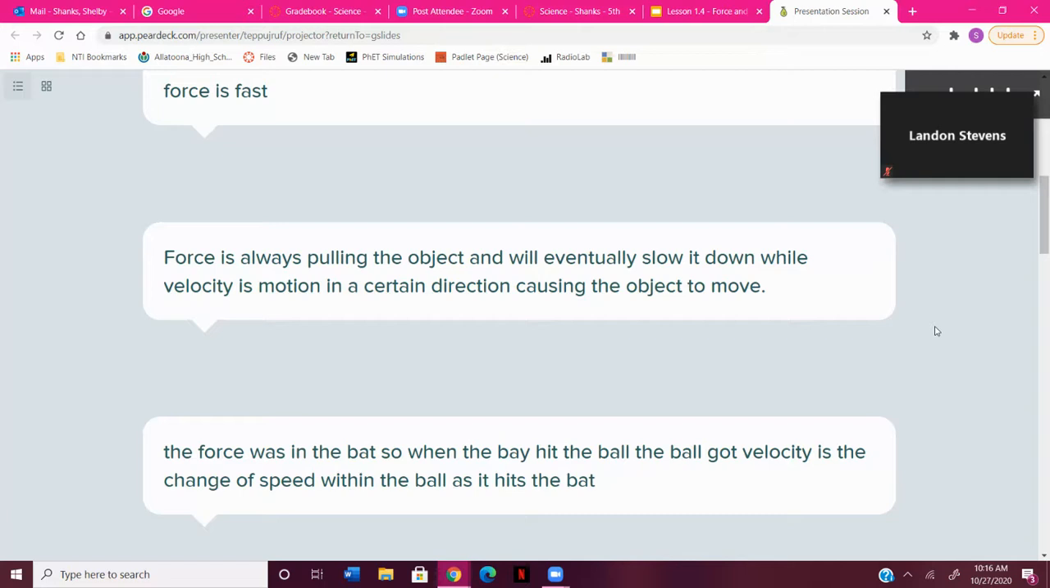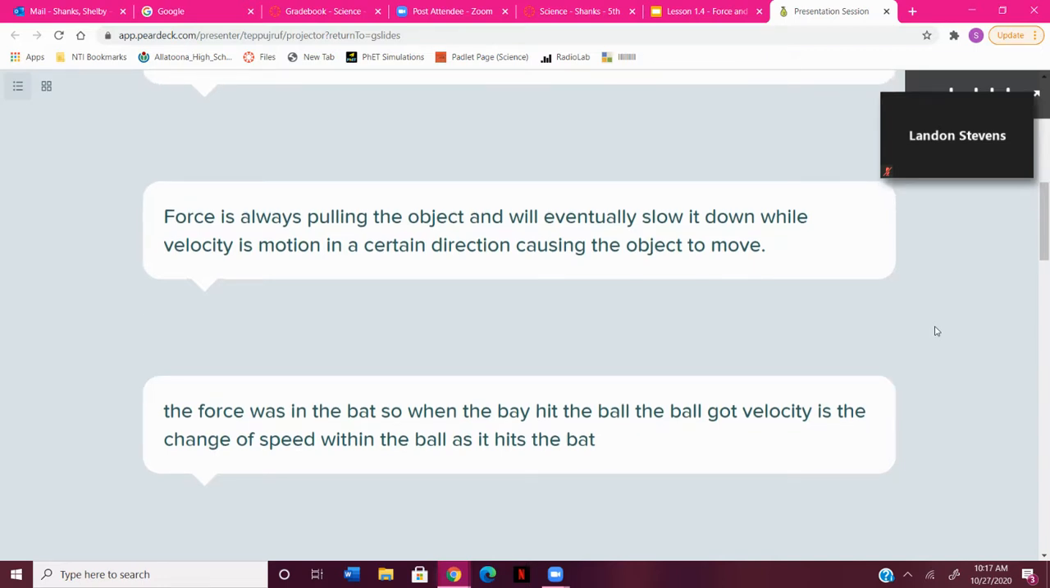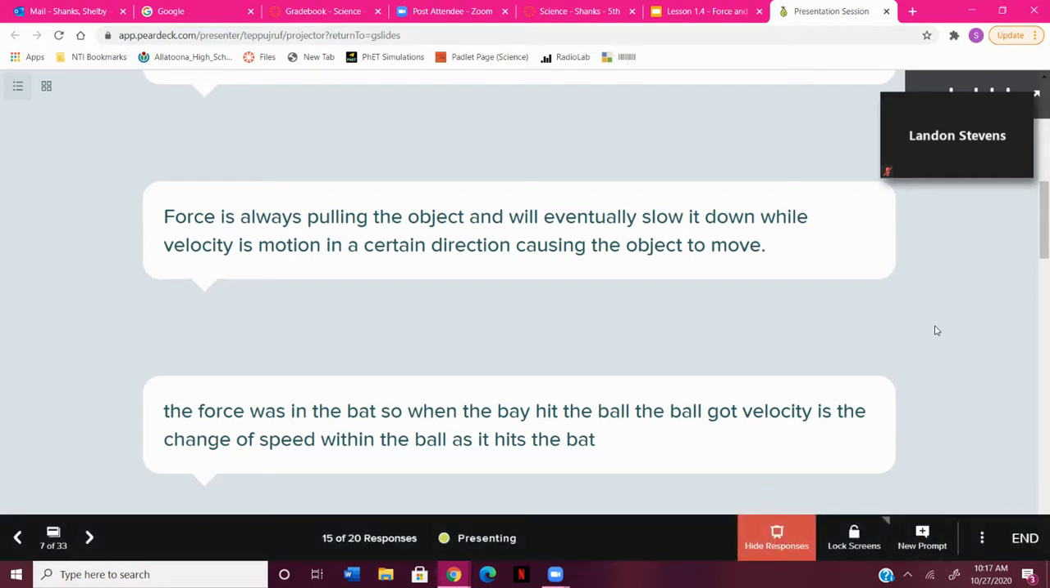Okay, I think you got it mixed up just a little bit. Force is something that causes the object to move, and velocity is the result of that force. And force is not always going to slow an object down. A force could make an object start moving. It could make an object speed up or travel in another direction.